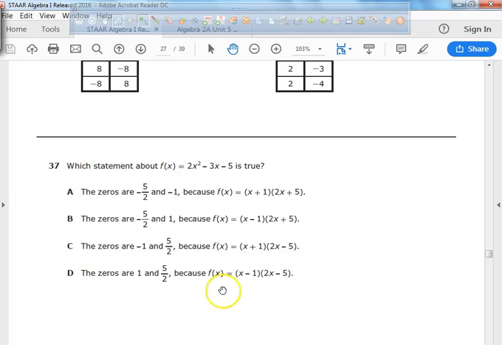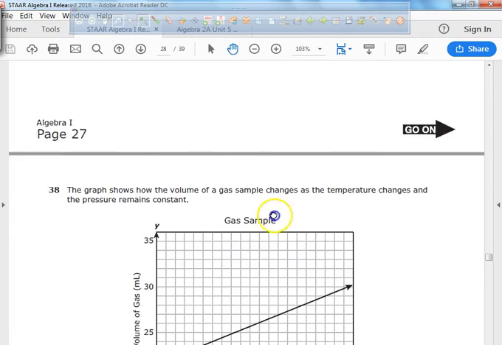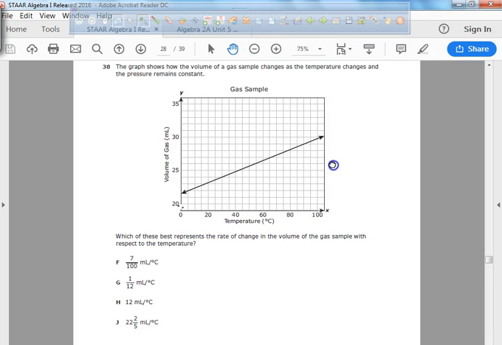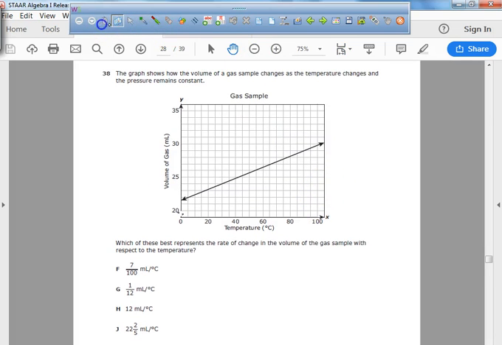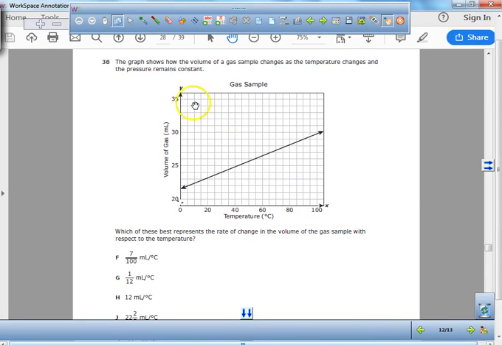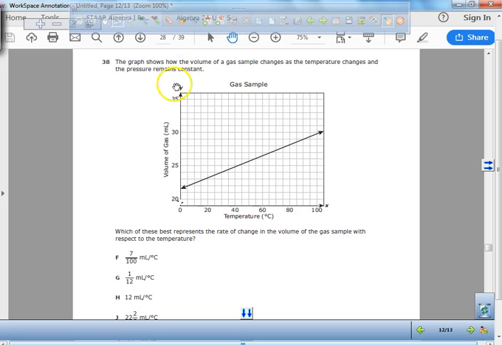Alright, let's go back up here. Scroll down. Here we go. Oh, man. Okay, we'll zoom out just a little bit. Okay. There we go. It says, the graph shows how the volume of gas sample changes as the temperature changes and the pressure remains constant. Alright, so it looks like what happens.